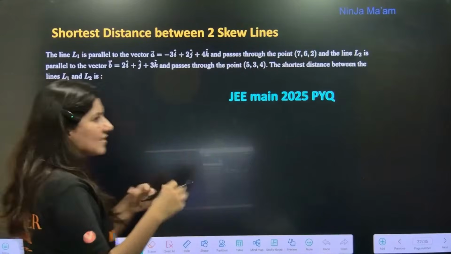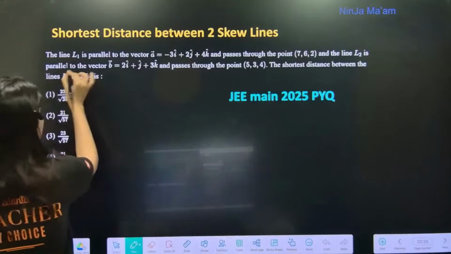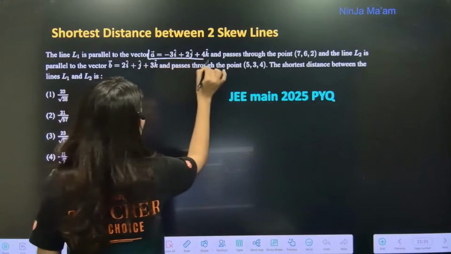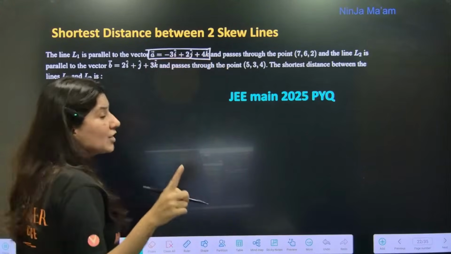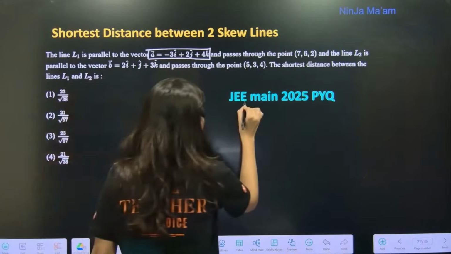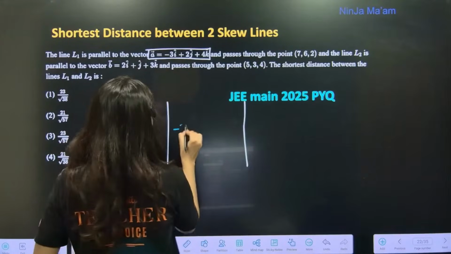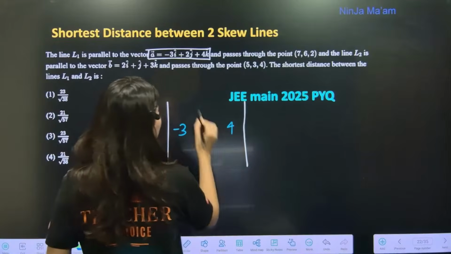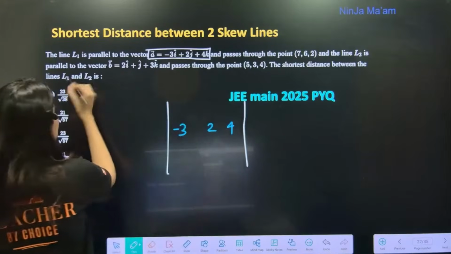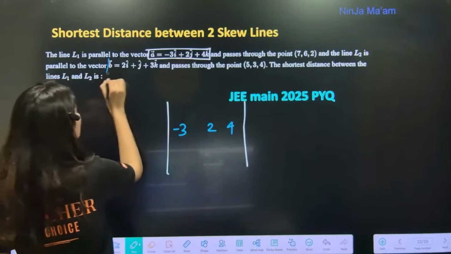Now this is not looking like a very large question, but it is very easy. Line L1 is parallel to this vector. That means the direction ratio of the first line is given to you. So the DR of the first line will be written in row number 2, -3, 2 and 4. And the second line L2, can you see L2? L2 is parallel to this.